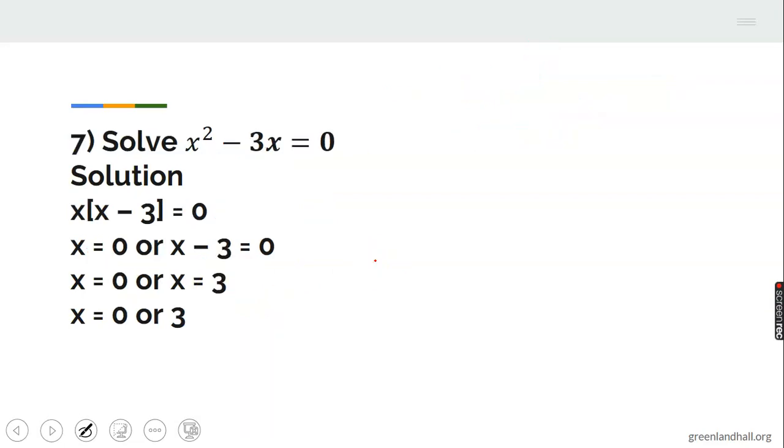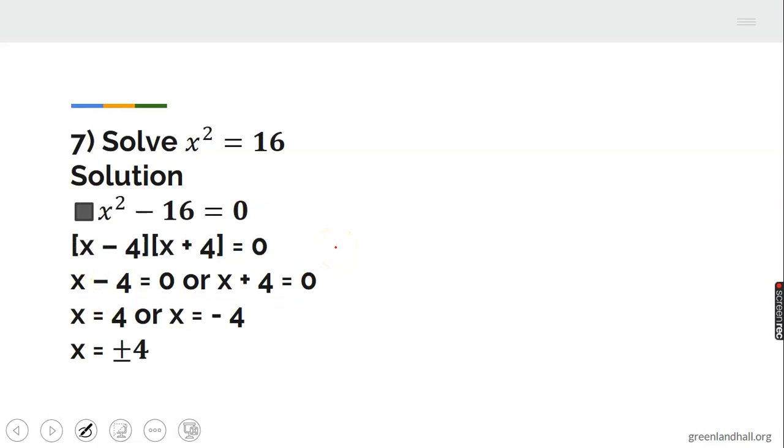You factorize, x is common, so you have x into x minus 3. Solving it, making x equal to 0 here, and then x minus 3 is 0. Now making x the subject here, you have x equals 3 or x equals 0 as the solution. Then I move forward. Now here, there are two ways of doing it.